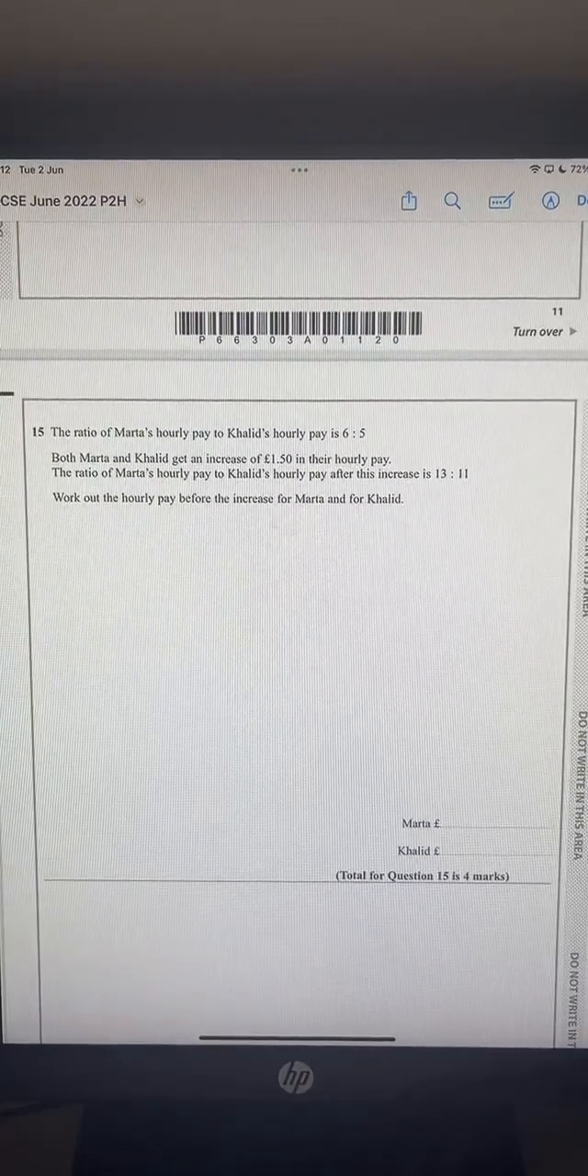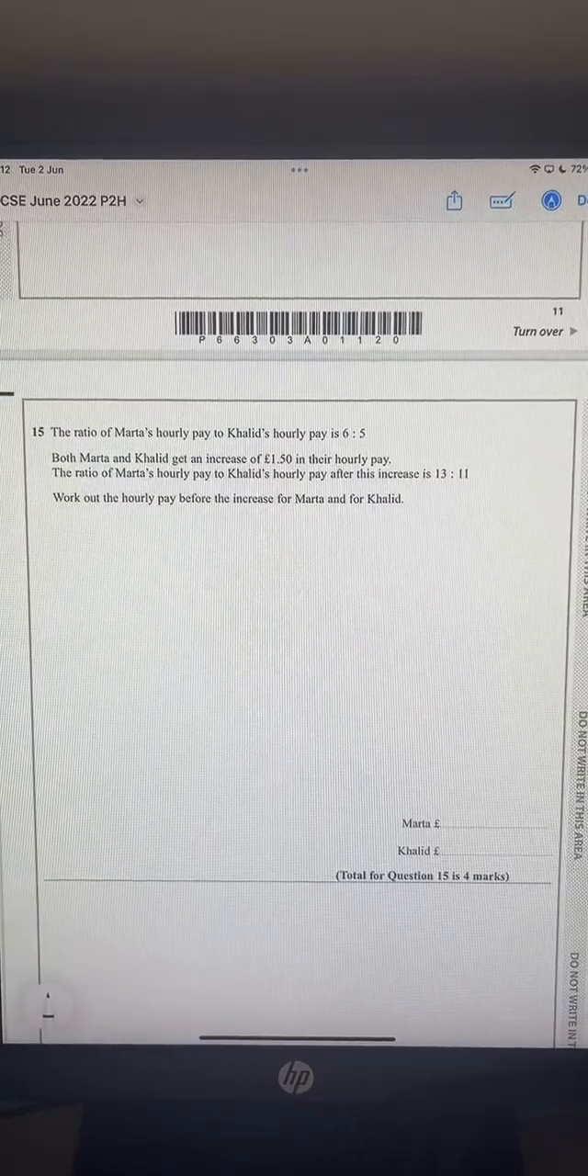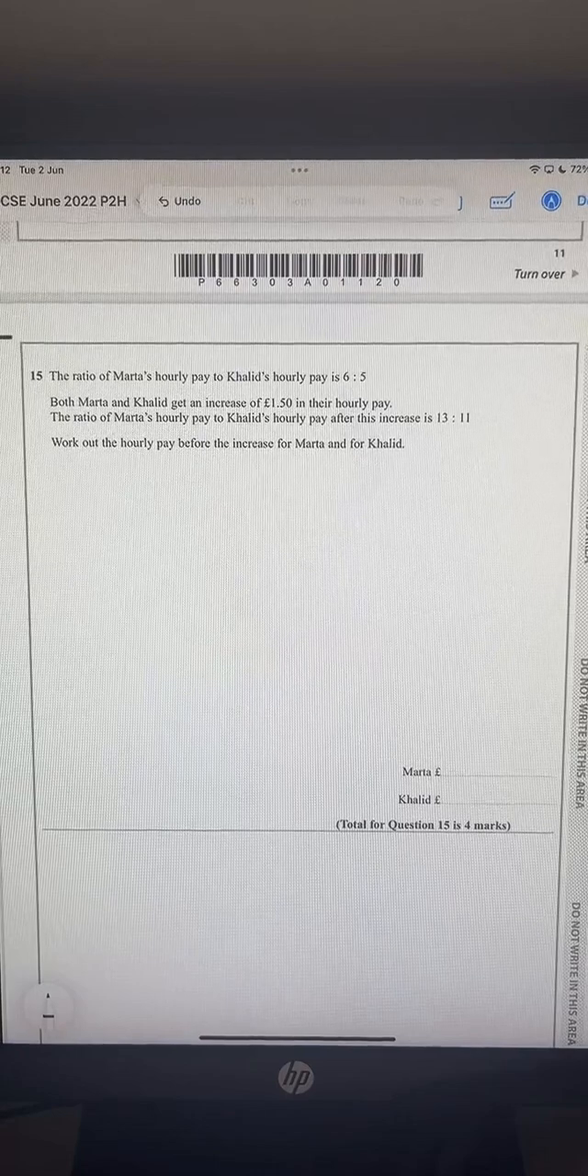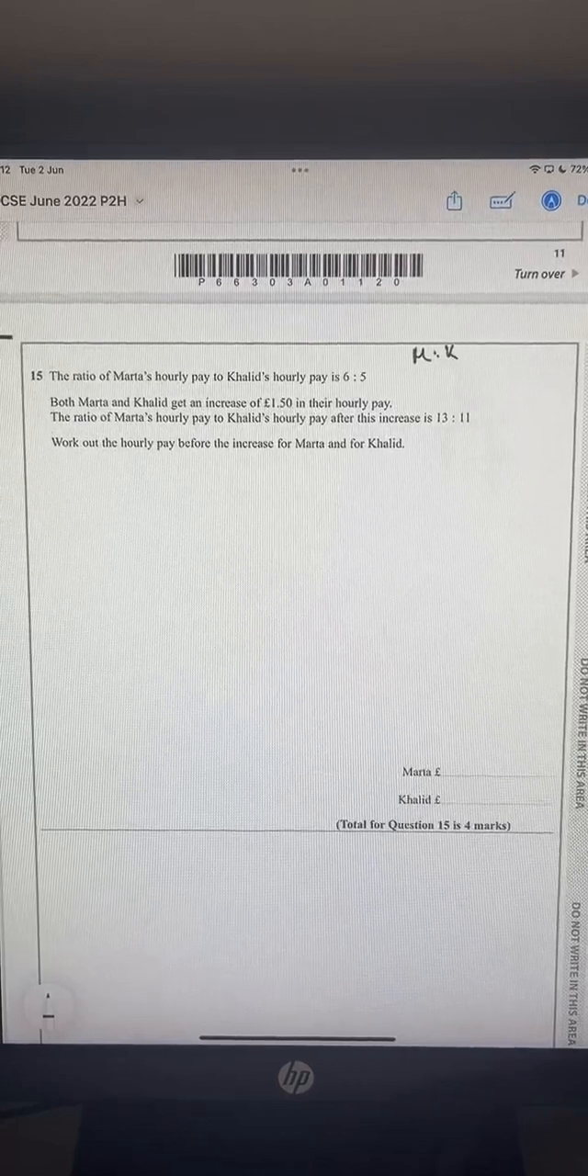Okay. Question 15. Not the nicest ratio question, in my opinion. I'm not a huge fan of ratio type questions. So with them, I like to write out a lot of information to fully understand it before jumping into it. So the ratio of Martha's hourly pay to Khalid's hourly pay is 6 to 5. So I like to write that out. M to K is 6 to 5.